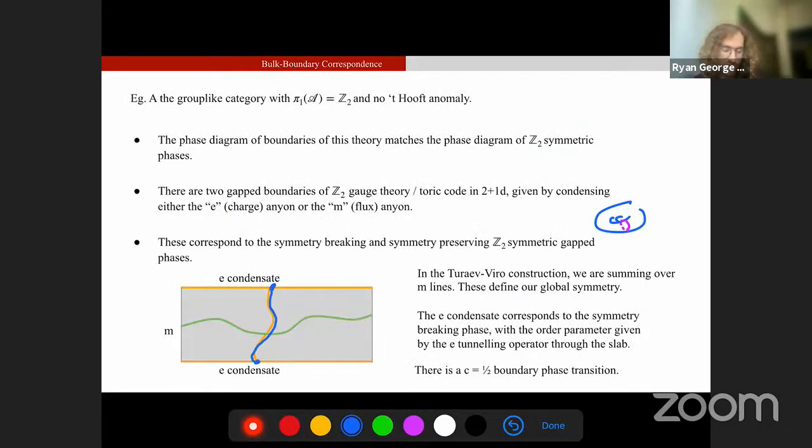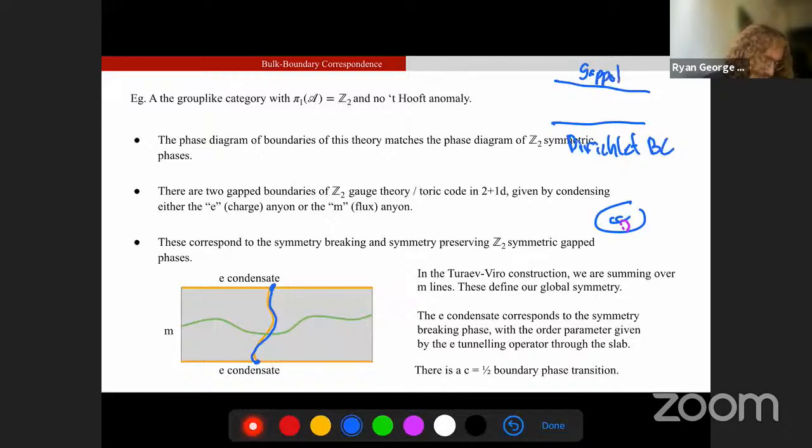Right, so here I said that this is like a nice way to construct all of the gapped phases, where you have, let me just draw another slab, we'll just do it in general. You have the Dirichlet boundary condition, and then you have some other general gapped boundary. And then in between, you have Toric code theory.